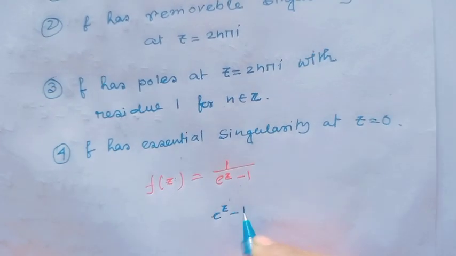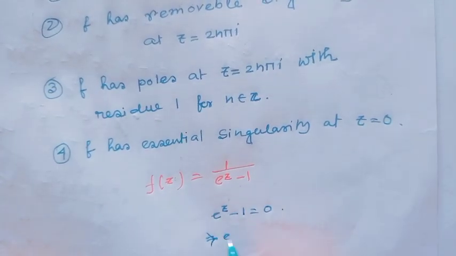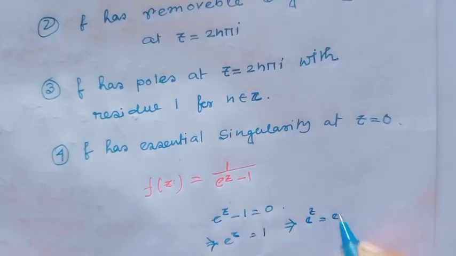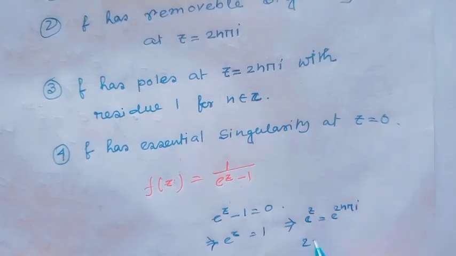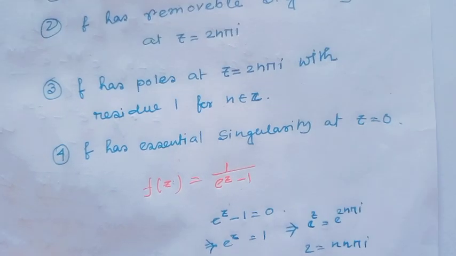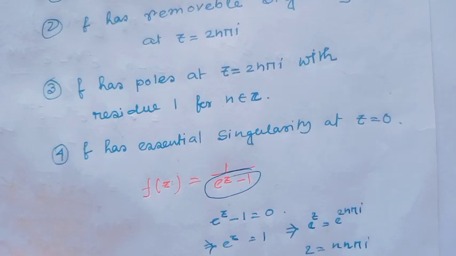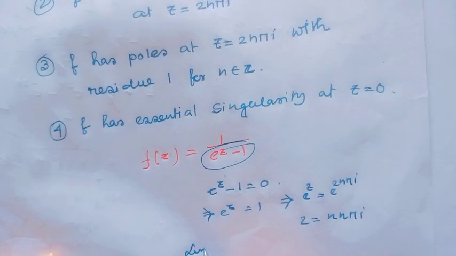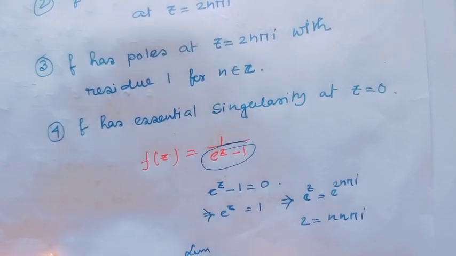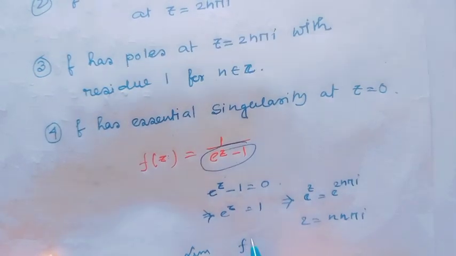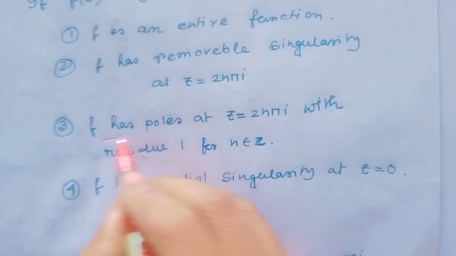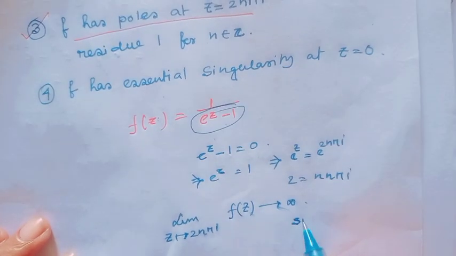The denominator is 0 when e to the power z minus 1 equals 0. That implies e to the power z equals 1. This value is 1 when e to the power z equals e to the power 2nπi. That means z equals 2nπi. At this point, the denominator is 0, and as the limit z tends to 2nπi, f(z) tends to infinity. So at this point, the function has poles. This is the right option. And these poles are all simple poles.